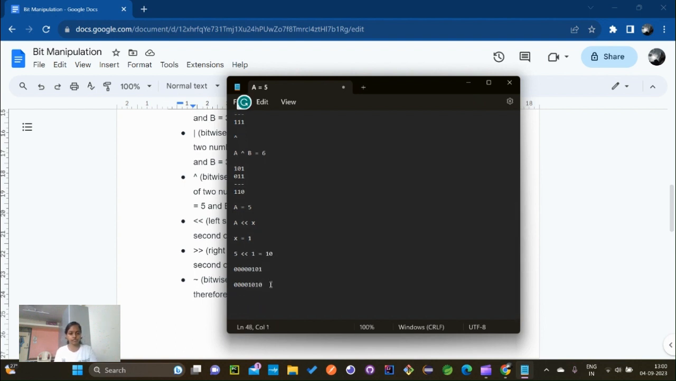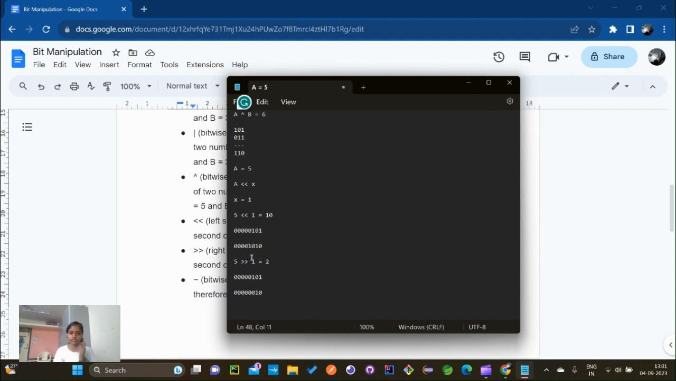Similarly for right shift, 5 right shift by 1, what we'll get? So here 0, 0, 0, 1, 0, 1. If we do the right shift, 0, 0, again 1, 0, and then 1, 0. We are doing the right shift, so we are removing this bit and adding 0 to the front. So this is what we get, and it's 2.